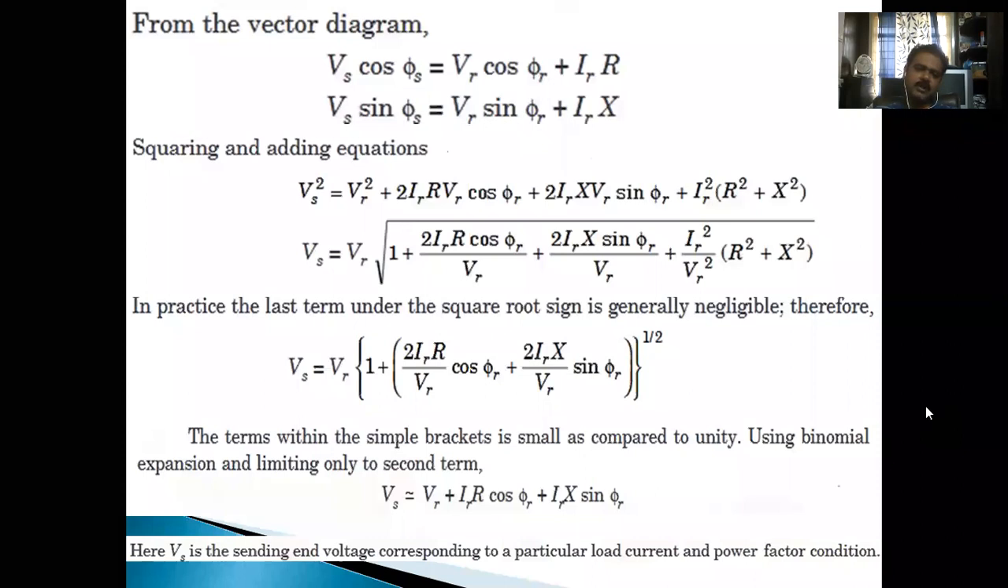Instead of positive, you will get a negative sign, and one term can be sine 0. If the phase angle is 0, the sine 0 term is 0, and cos 0 is 1. In terms of unity power factor, it is VR plus I into R only. There is no question of cos and phi terms in case of unity power factor. Okay.